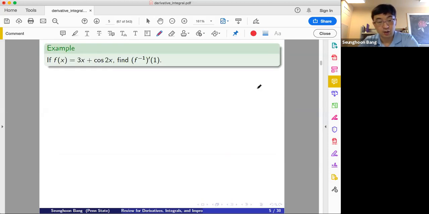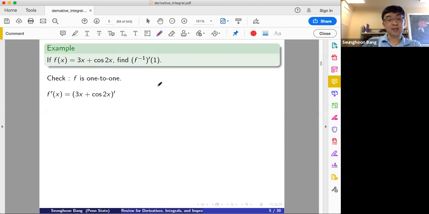So I'm going to give one example. The f of x equals 3x plus cosine of 2x. Find the derivative of the inverse of f at 1. How can you do that? First, you need to check function f is one-to-one.